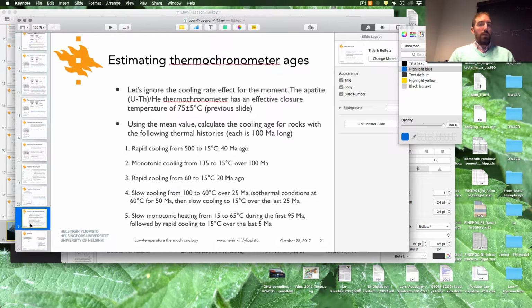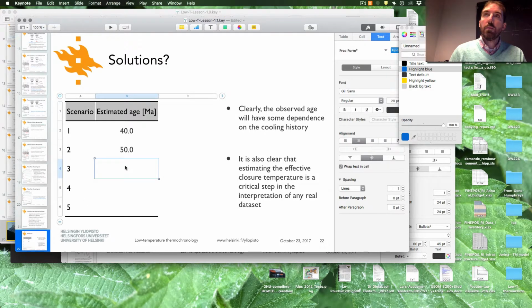So for scenario number 3, any guesses about the age there? More than 20 million years ago. Yeah, it's going to be more than 20 million years. It's going to be more than 100 million years most likely. Well, if we assume that this is the only event that happened in the last 100 million years, we never get hotter than 75 degrees C, so we wouldn't have any record of cooling below 75 degrees C. This is a little bit of a trick, because if we're just assuming we were at 60 degrees and cooled to 15 degrees, we're below the closure temperature the whole time. We don't have any record. So we'll just put that in as a kind of blank line.